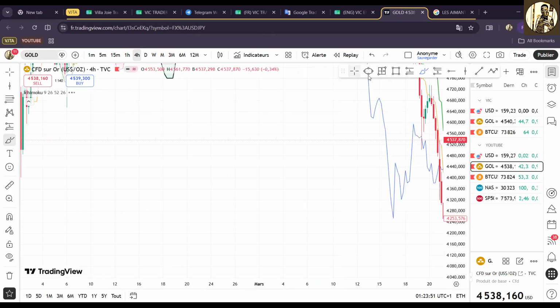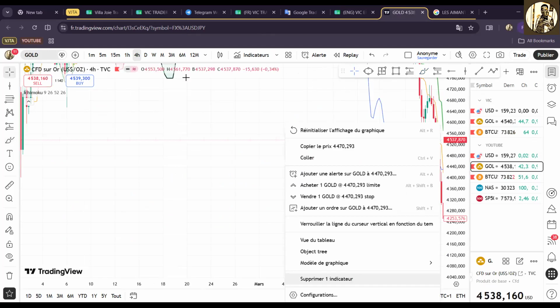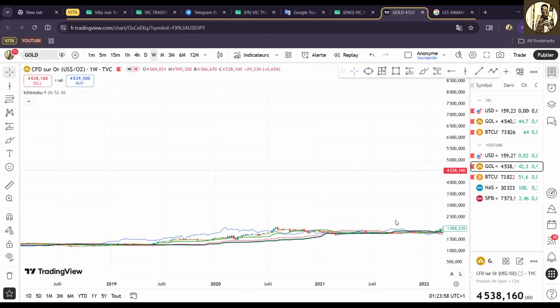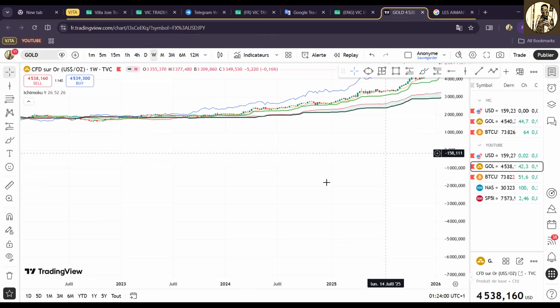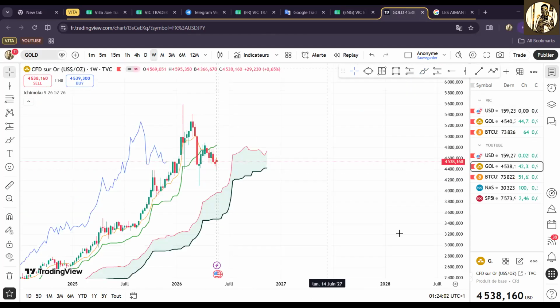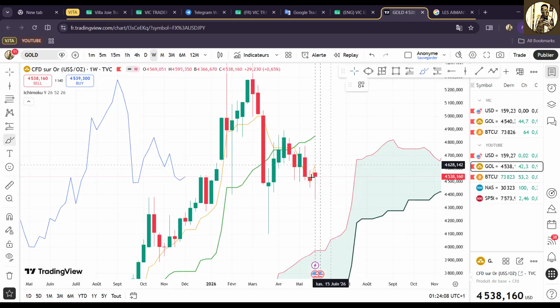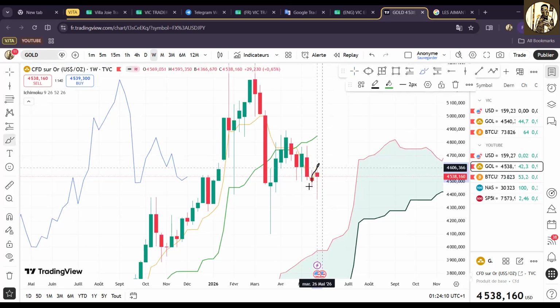That's a little bit of what is happening on gold right now on weekly. You see, Tenkan has bent to the upside here, right? But the cross of Tenkan and Kijun is to the downside.